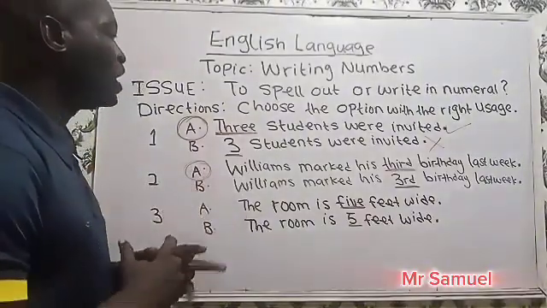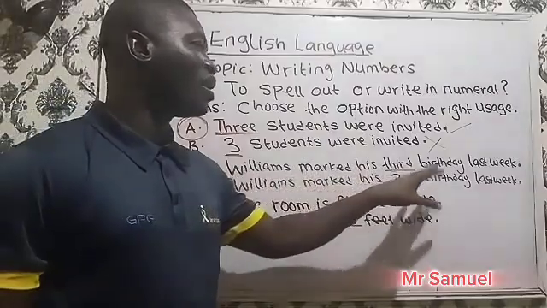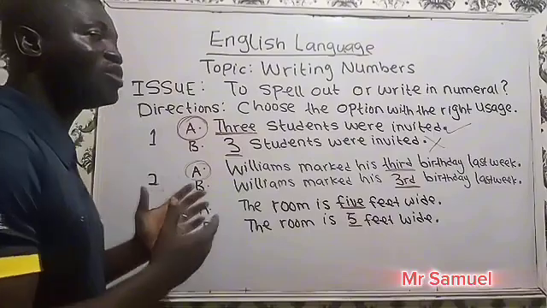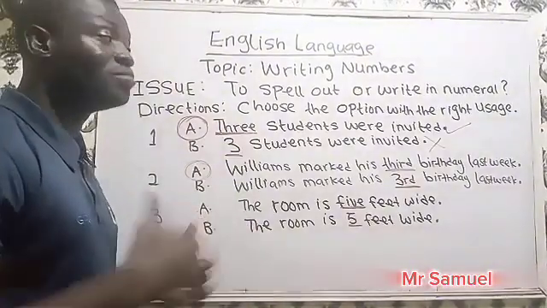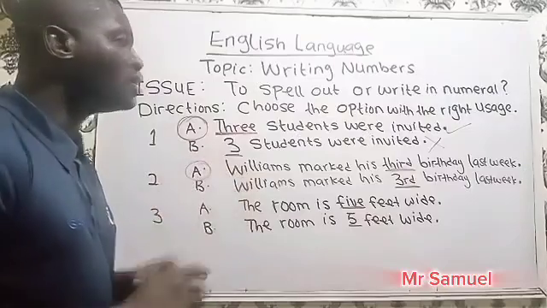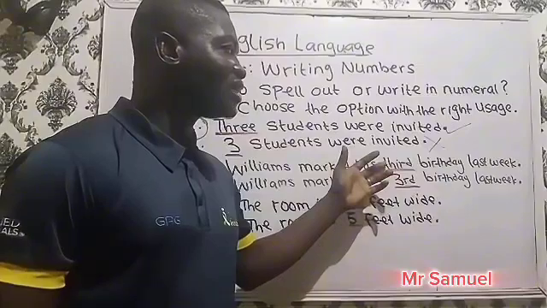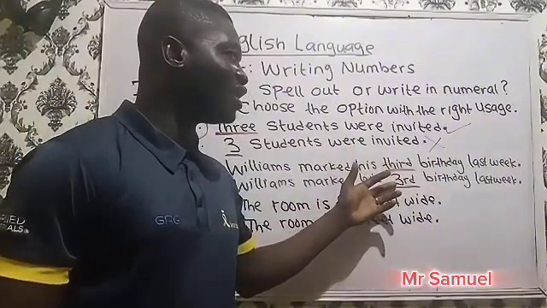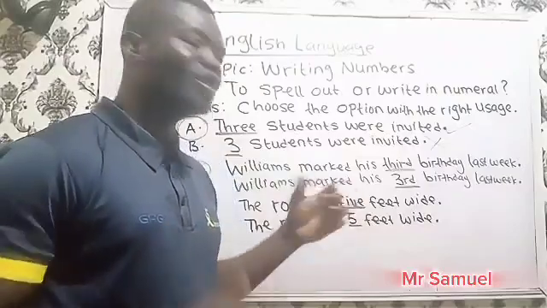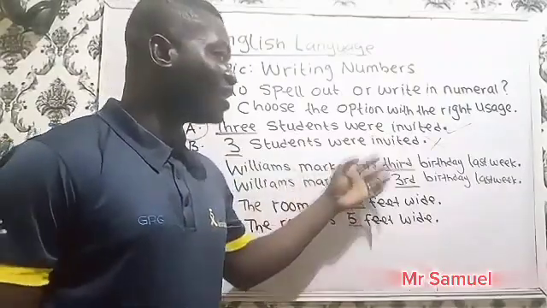The second example reads: Williams marked his third birthday last week. Options A and B are actually saying the same thing. Both of them express the same information, so we have the same meaning in A and B. But this is a big challenge. With the third here, this is an ordinal, and then you have 3rd here, this is a cardinal. You may need to learn a little about them: numbers can be classified into ordinals and cardinals.